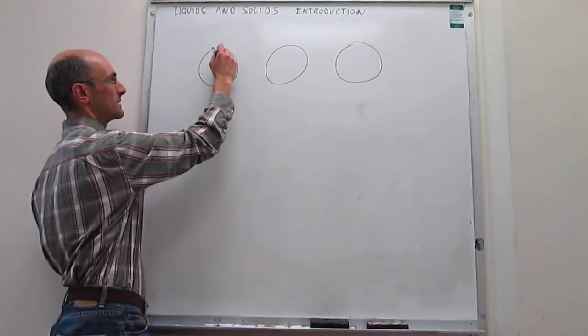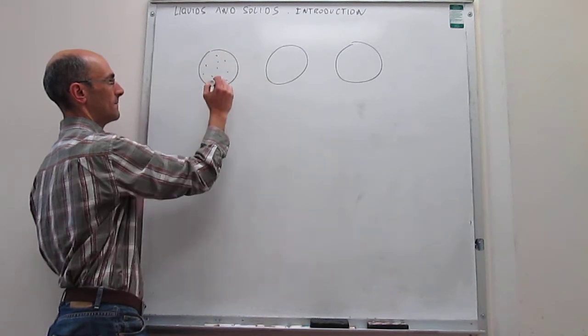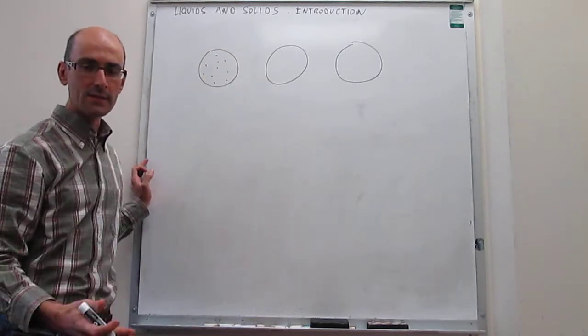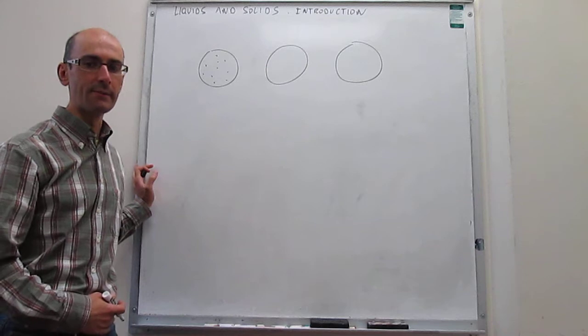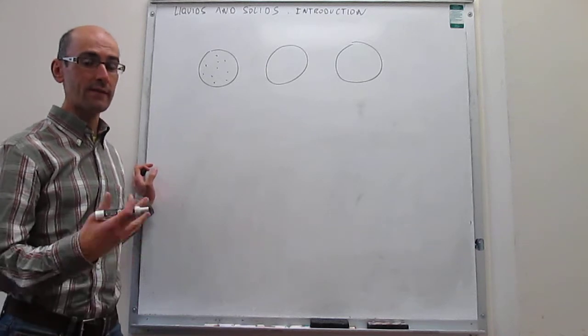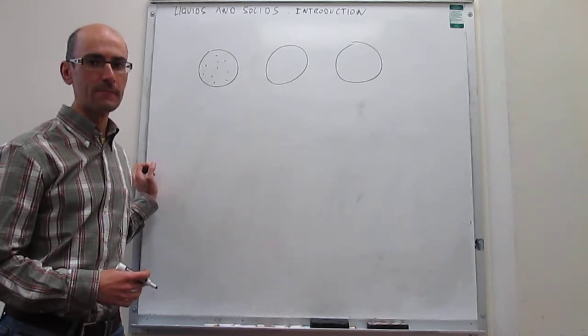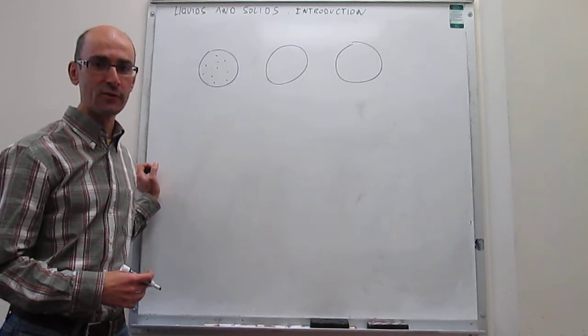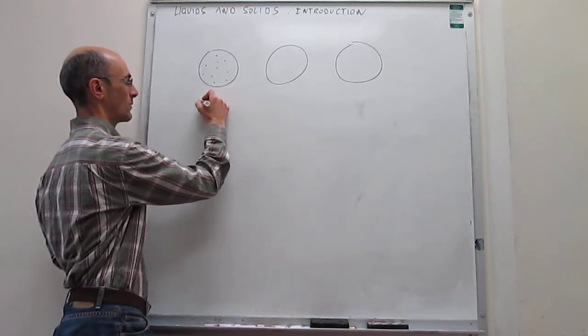What will happen in the gas is that the entities of the gas, the particles or molecules that are making up the gas, occupy the entirety of the volume of the container and conform to the shape of the container. So this is what we call a gas.